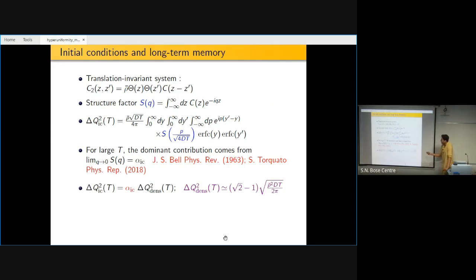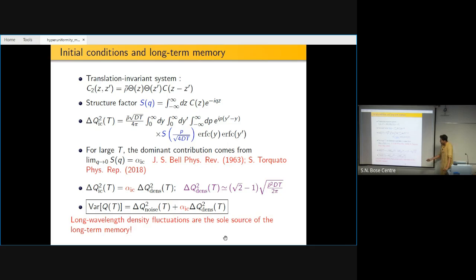So essentially, if I now take this thing out, then I can write my q square IC as alpha IC times something else, which is essentially square root 2 minus 1 times the q square of the noise contribution itself. And this gives me this result for the current, that there is a contribution from the noise and there is a contribution which encapsulates the full dependence on the initial fluctuations in this quantity alpha. So what does this mean? That the long wavelength density fluctuations are the only source of this everlasting memory in this class of initial condition dependent one-dimensional diffusive systems.